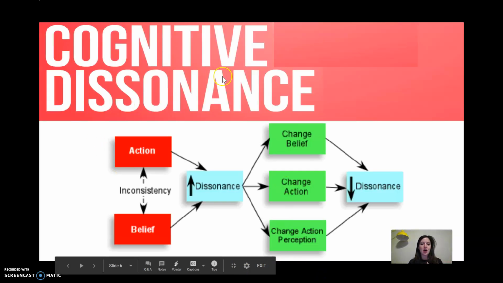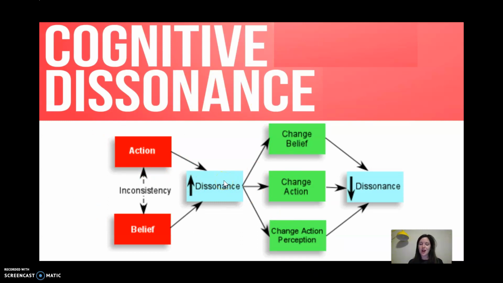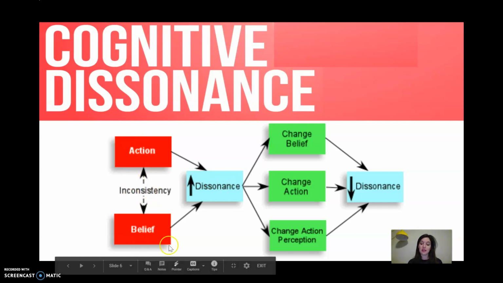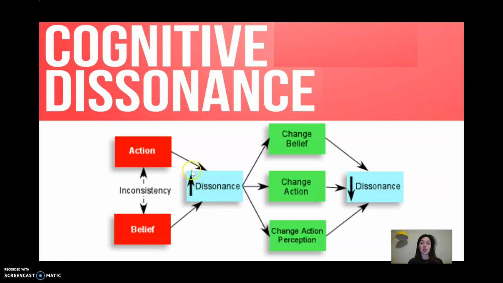So let's talk more about this. I have this kind of flow chart that shows how cognitive dissonance works. So cognitive dissonance occurs when there's an inconsistency between your beliefs and your actions. And so when there's an inconsistency, your cognitive dissonance increases at the greater levels. The more inconsistencies you have, the higher your level of cognitive dissonance.